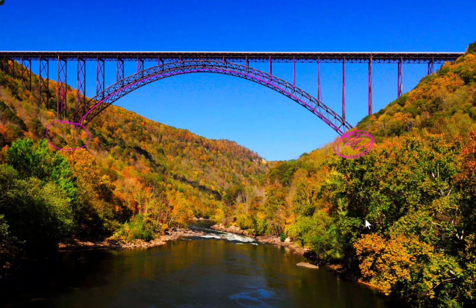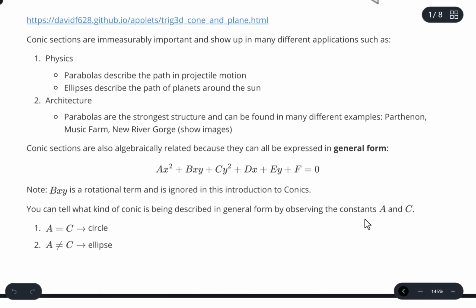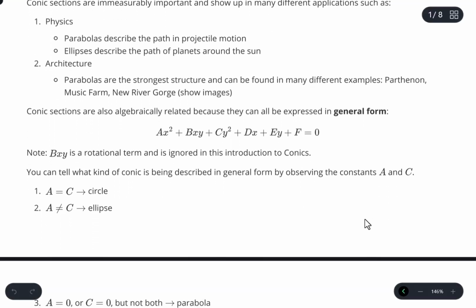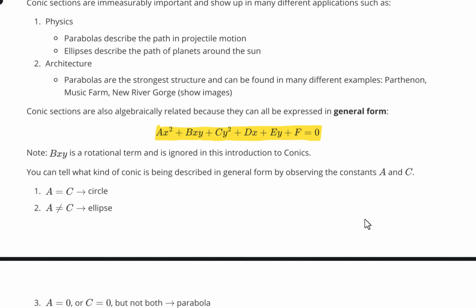So another thing that is interesting about conic sections is that they all can be expressed in a general equation that relates all conic sections. So the general form of a conic section looks like this right here. The equation ax squared plus bxy plus cy squared plus dx plus ey plus f equals 0. So a lot of coefficients there, but this encompasses a lot of different types of curves.